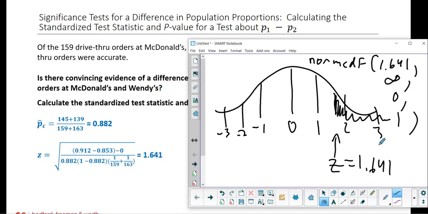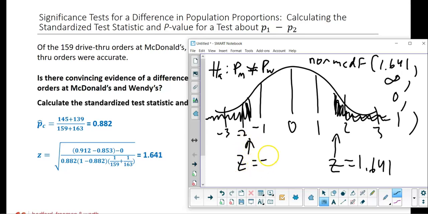It's not going to be big enough because this is something you may not have thought about, but our alternate is that the McDonald's proportion is not equal to the Wendy's proportion. Because that's a not equal to, it's called a two-sided test. So you found the area of this shaded region, but there's an identical shaded region, the same exact size, on the other side. In fact, the z-value for that one would be negative 1.641.